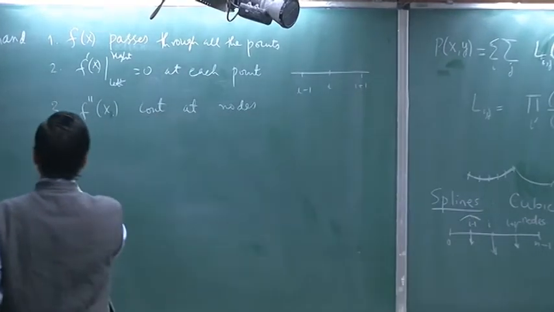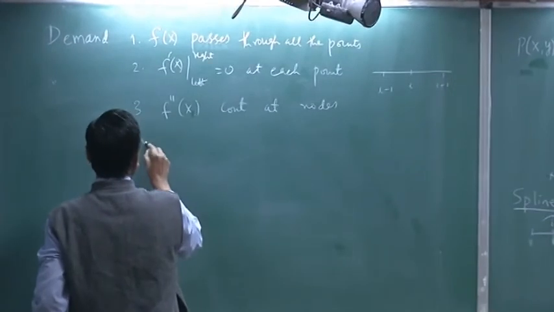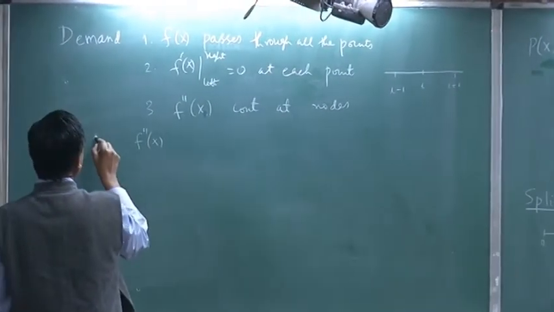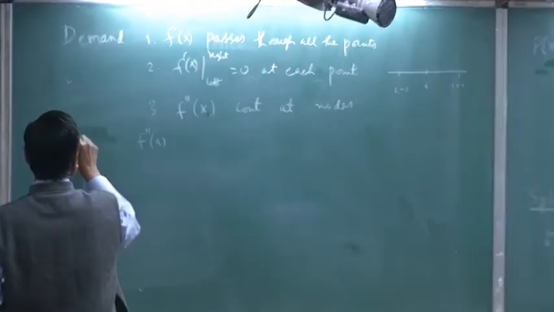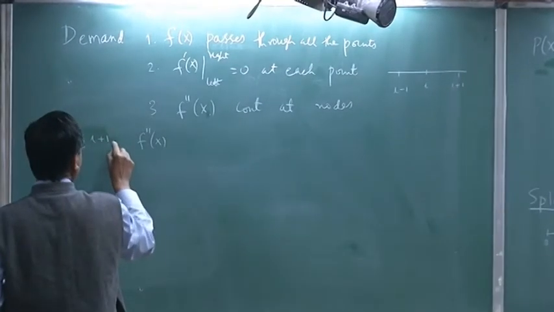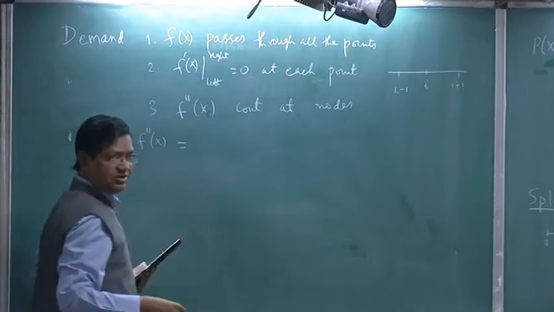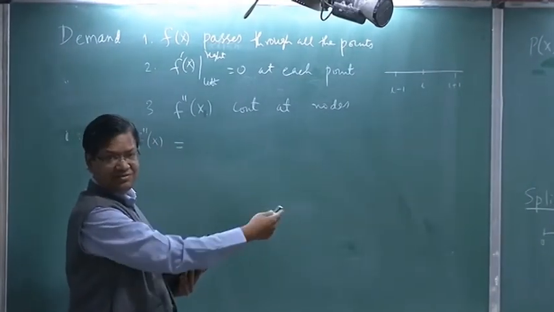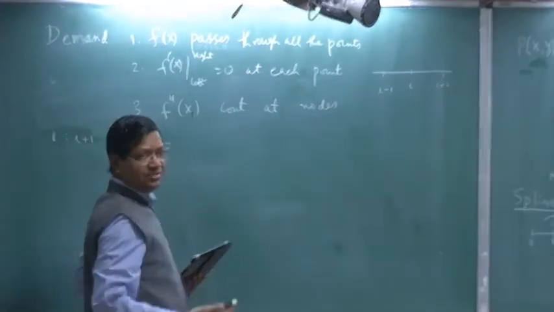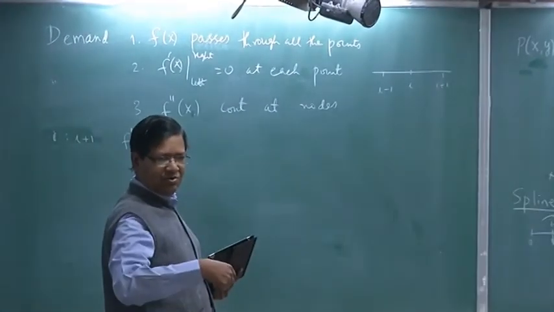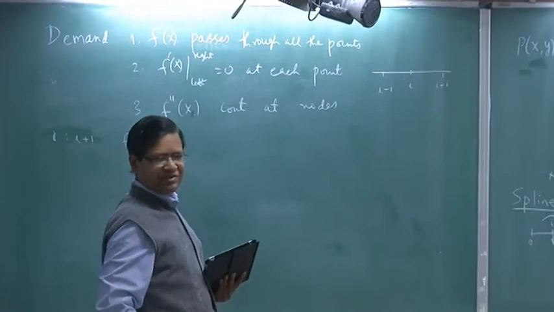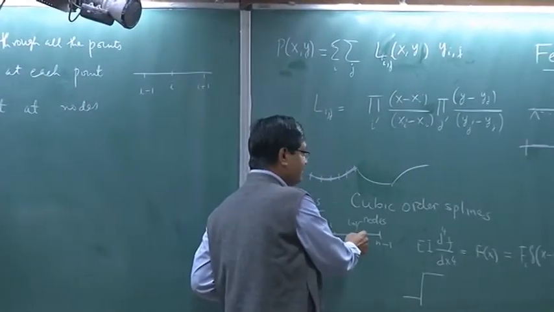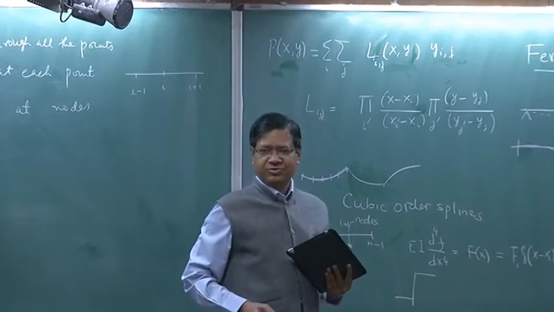So f double prime of x, let's say the interval i minus 1 to i, i to i plus 1. I will say this is a linear function. Each piece is a linear function because it's a delta function. It just follows. So I will use Lagrange interpolation to write down the function f double prime, assuming that I know the f double prime at each point.